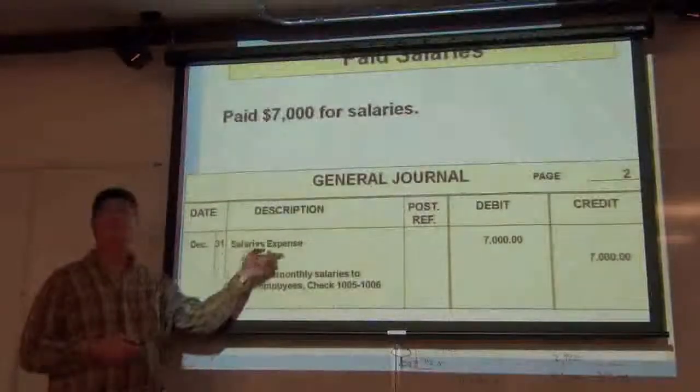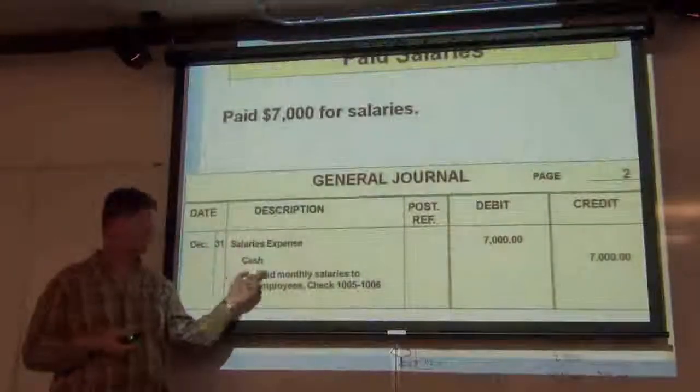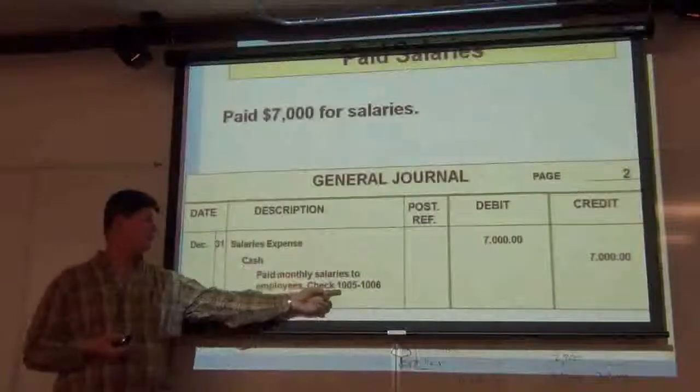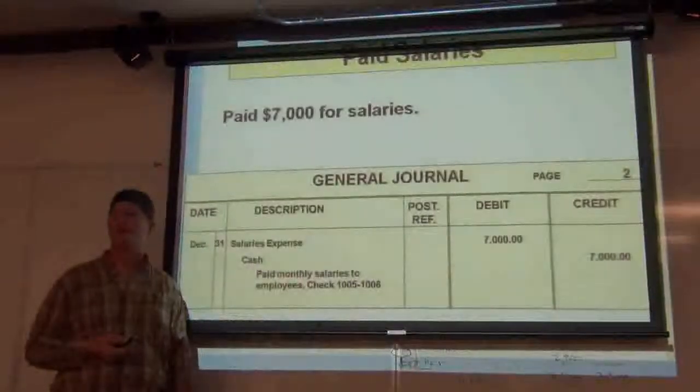Here's an expense. Salaries expense. Expenses are always debits. Paid for it in cash. Cash is the credit. Paid salaries on checks number 1005 and 1006. We only have 2 employees and they got paid $7,000. Good for them.